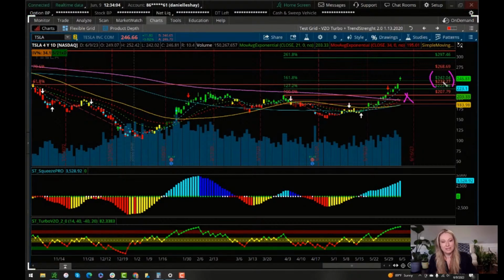So when you're looking at this chart, what I would normally do is scale out. I would take some profits here, I would take some profits here, and I would leave a runner on in case you do get that very last extension target, which is up here at $300 a share. But you do want to be protecting yourself, taking profits, that kind of thing.